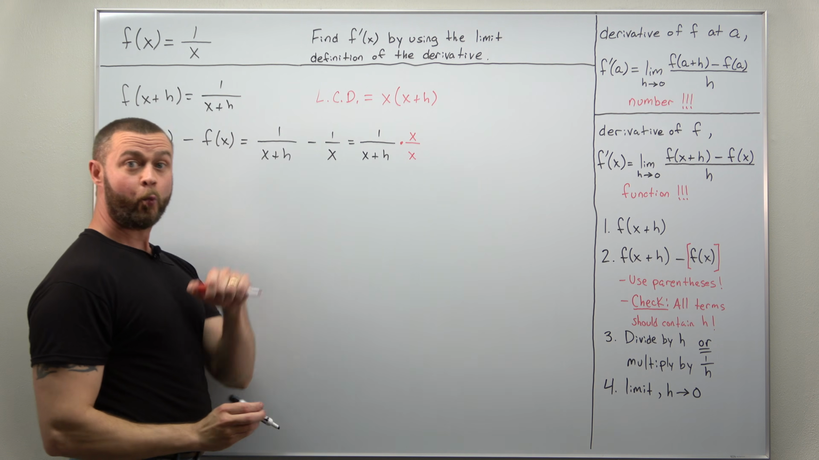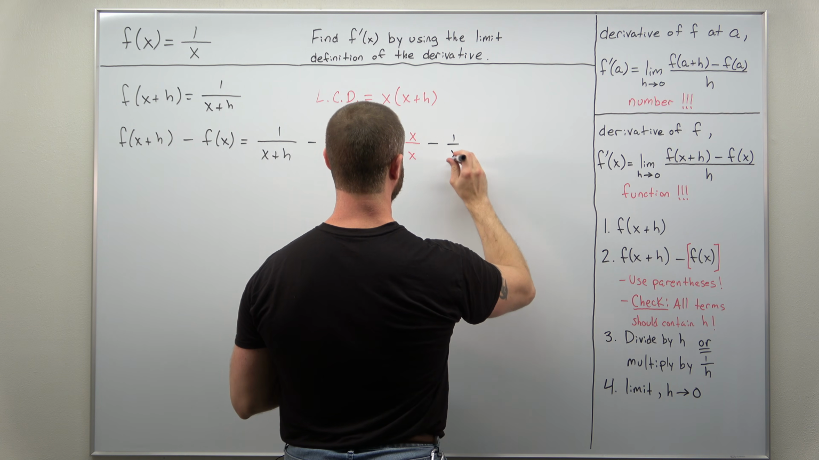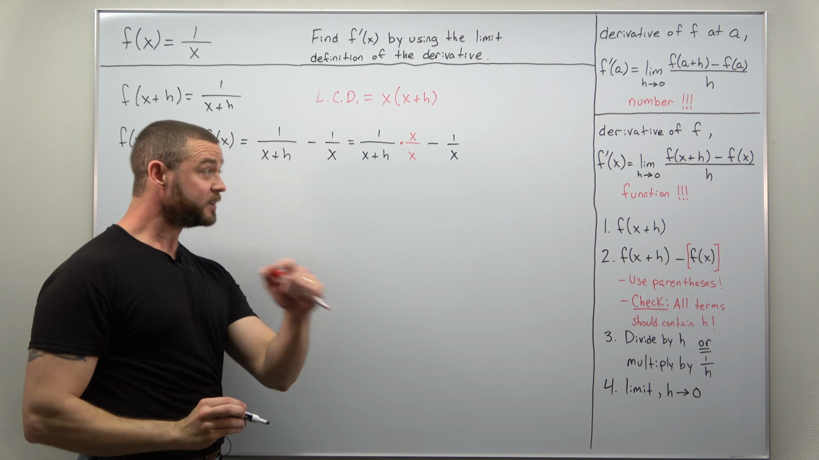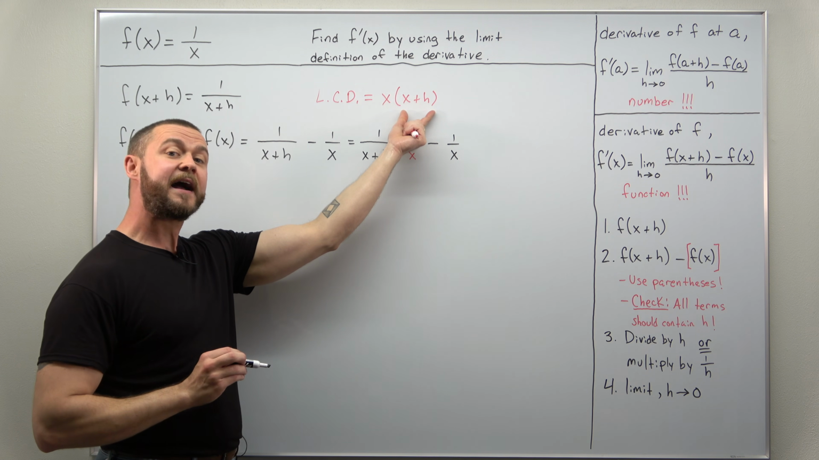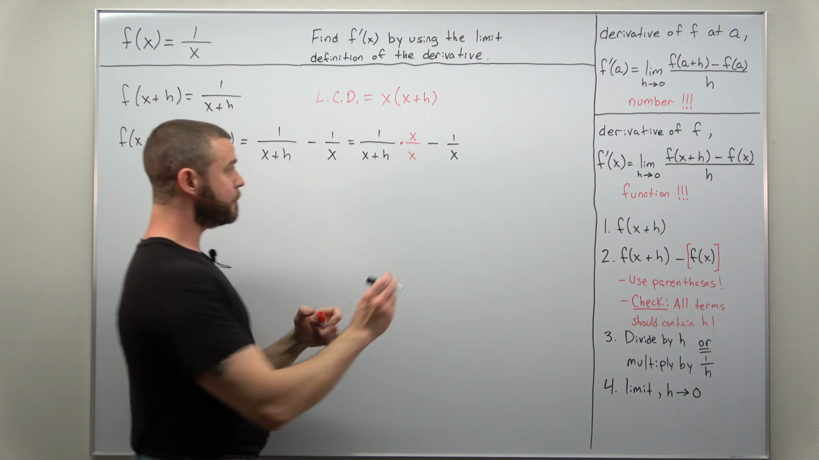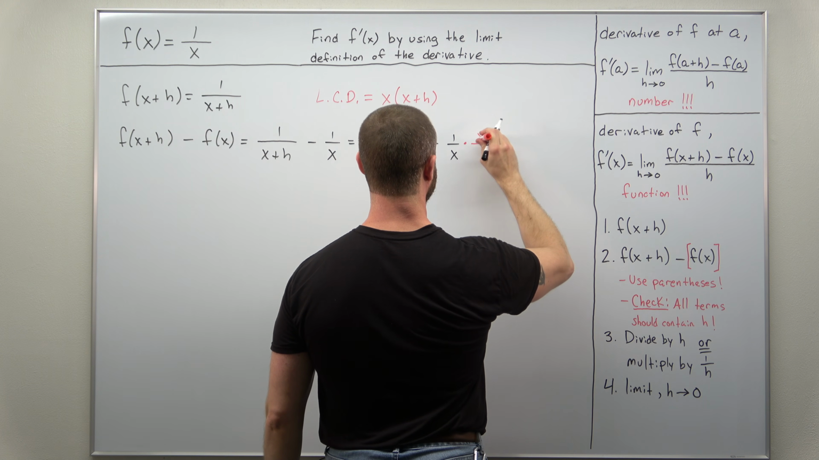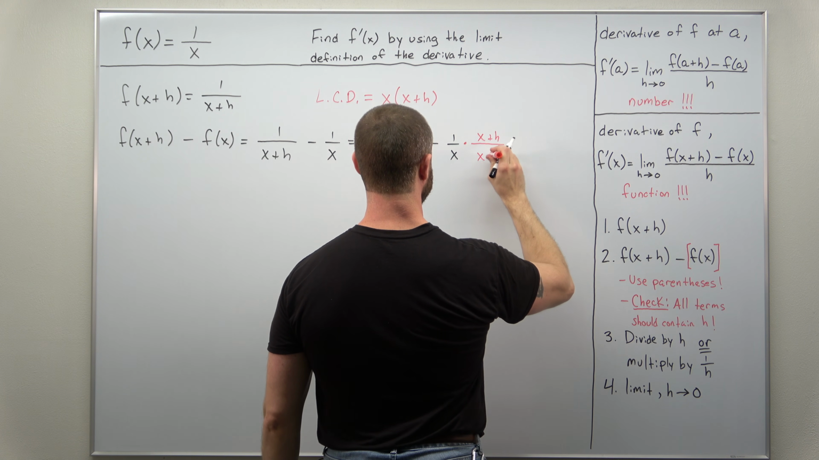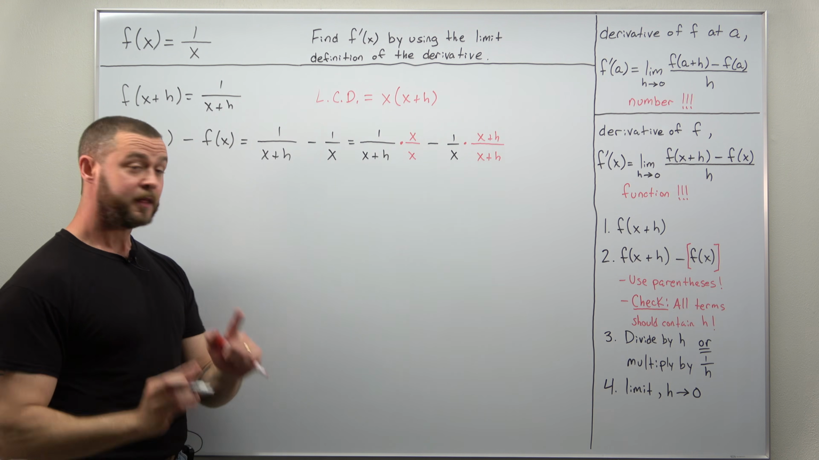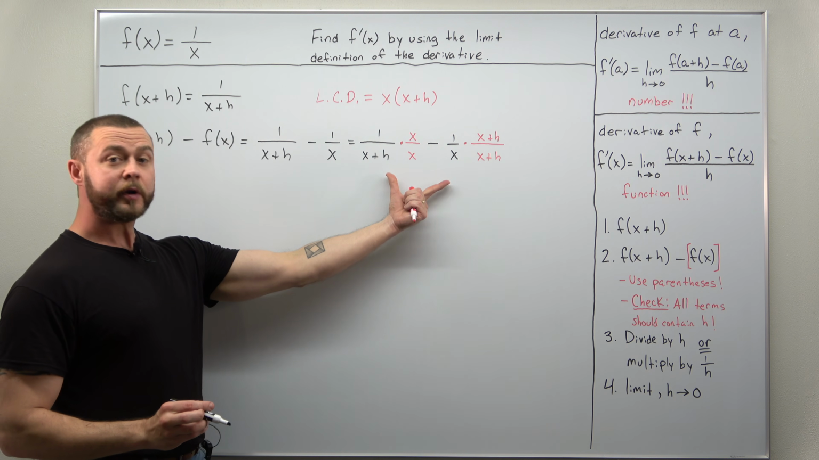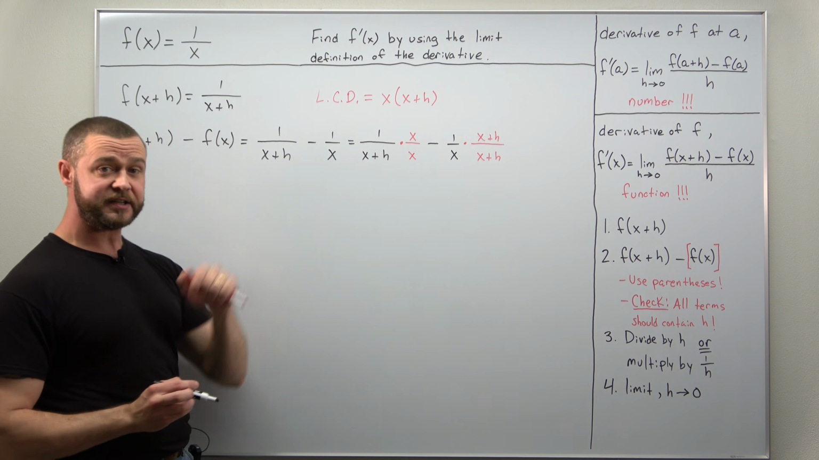We're going to subtract 1 over x. And again, in order to get that LCD, we have a factor of x there. We're missing a factor of x plus h. So we're going to multiply the numerator and denominator by x plus h. All right, again, we're taking our time. Let's continue to do that. What we're going to notice here is we now have each fraction containing our desired LCD.